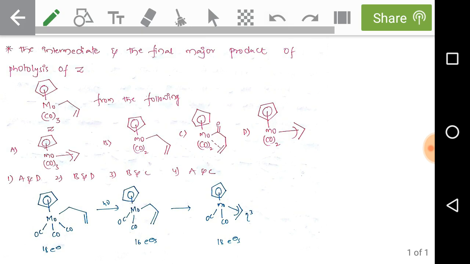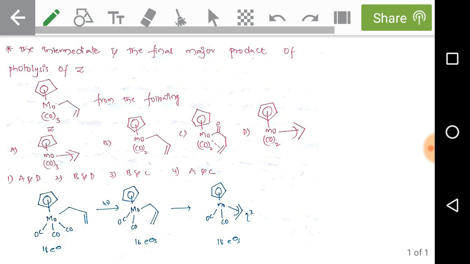Next one, the intermediate and final major product of the photolysis of Z. Here this is Z, and we need to find the correct reaction, the intermediate and final product. If you look at the first Z here, the reactant, we need to check its electron count.